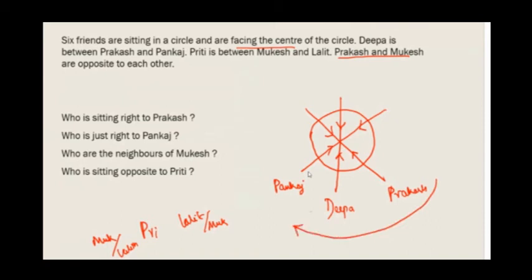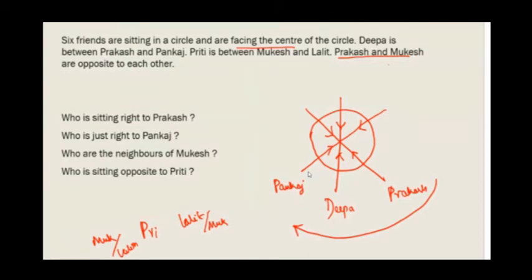This is a shortcut that will work 90% of the problems. Don't blame me when it doesn't work. It works going clockwise with respect to circular arrangement 90% of the time. But there are places where you may not get it as well. But for the majority of circular arrangement problems, you can go clockwise. So that is why I'm taking Prakash first and then Pankaj.